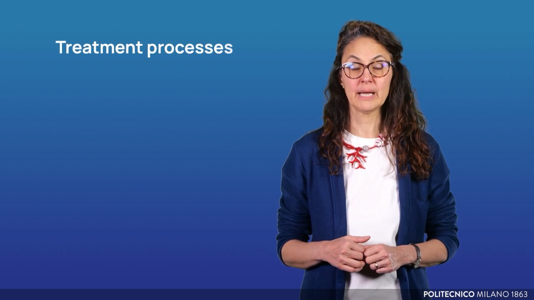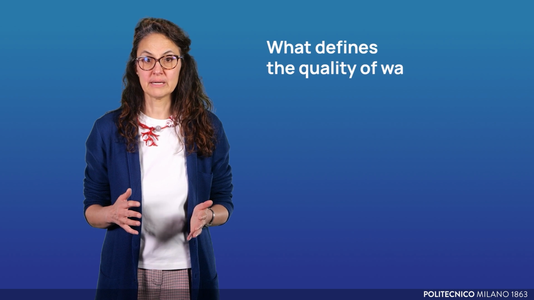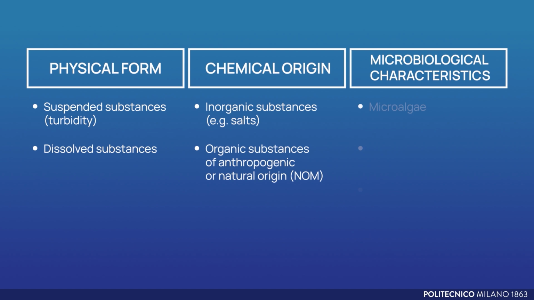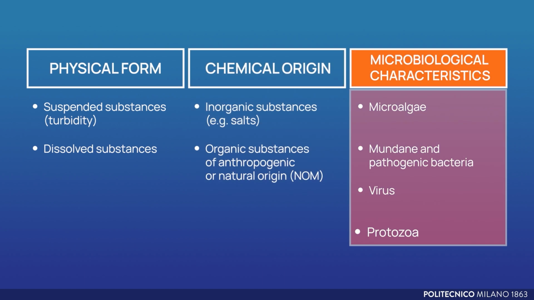Whenever the characteristics of the supplied water do not meet the requirements for its intended use, a series of treatment processes must be applied, each designed to remove a specific substance. What defines the quality of water? It is defined by a set of physical, chemical, and microbiological parameters that identify the physical form in which a substance is found, its chemical origin, and the presence of organisms.